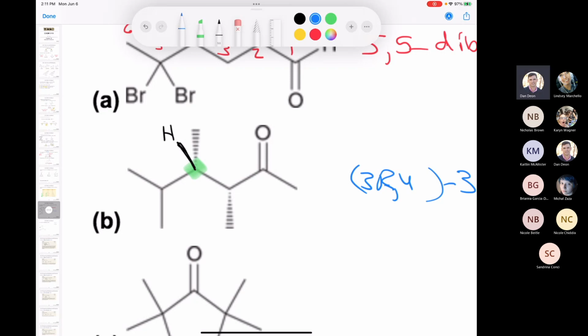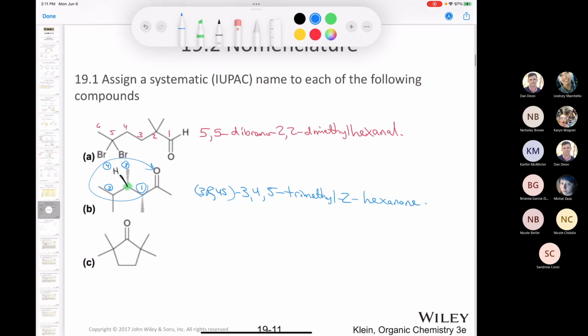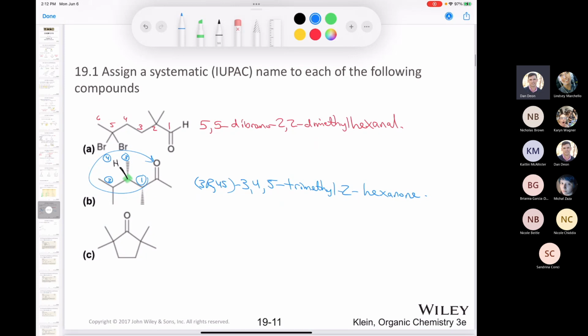Let's see, I guess this would be 1, this would be 4, this would be 2, this would be 3. So I'm going from 1 to 2 to 3. So this one is S. So we have 3R, 4S, 3,4,5-trimethyl-2-hexanone. Everybody with me on that one? You can always double check my stereochemistry.